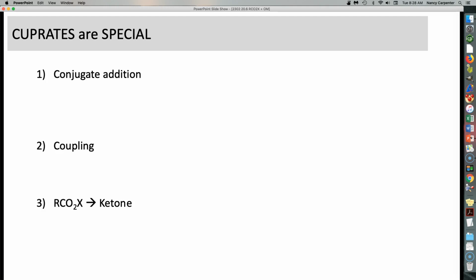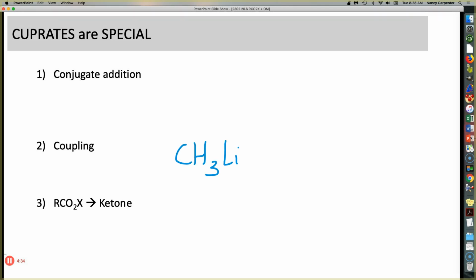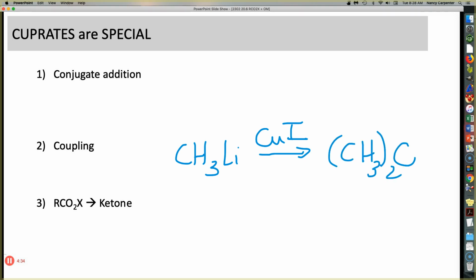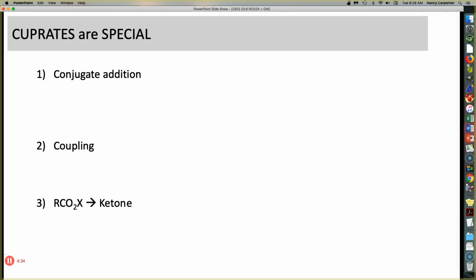So, a recap of cuprates, remembering that we make our cuprates by taking an organolithium of any description and adding it to copper iodide to get the dialkyl cuprate. That's how we make our cuprates. So cuprates are special. They undergo three reactions that organolithiums and Grignards don't, and won't, and can't.